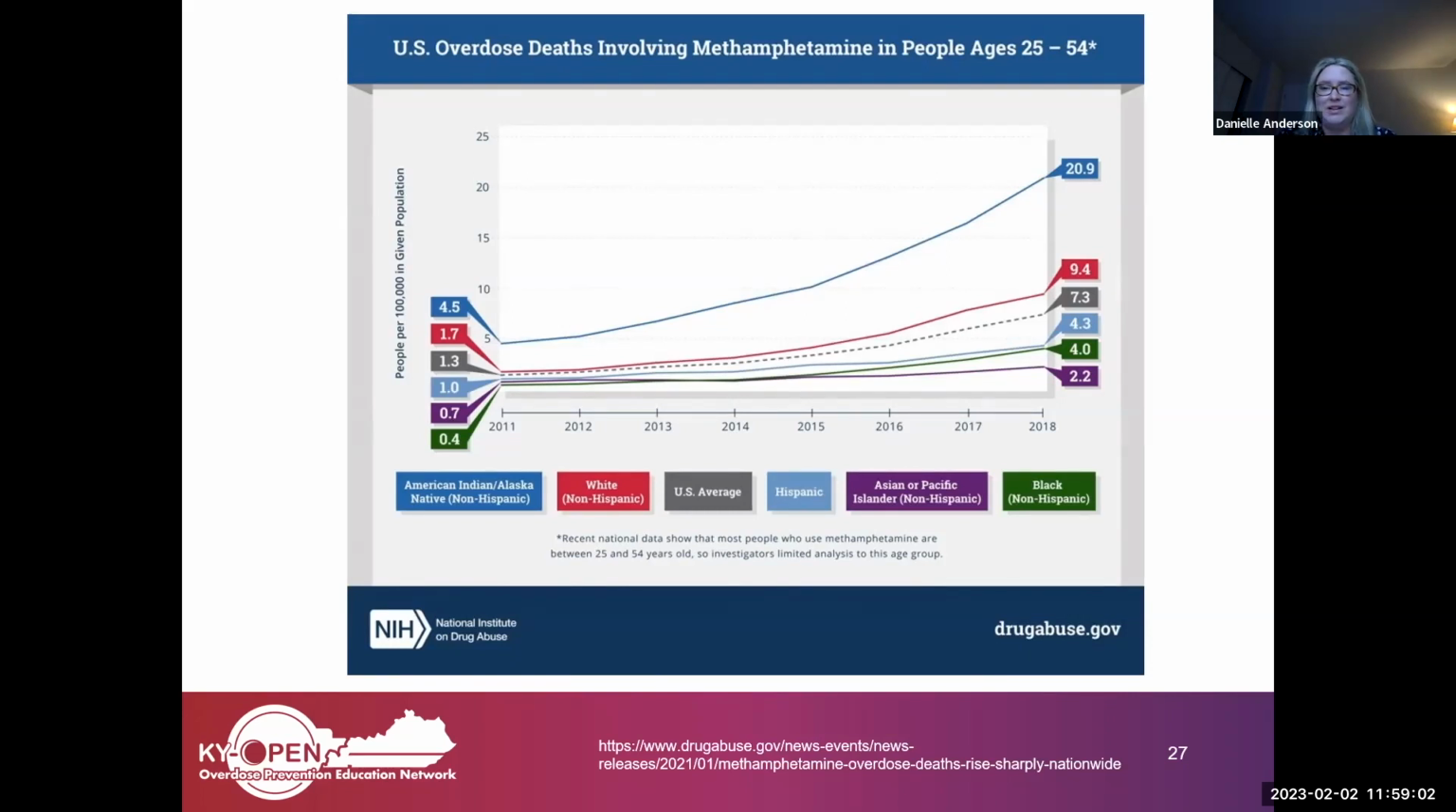Recent data has looked at ethnic disparities in overdose deaths, with the American Indian and Alaska Native population being the most affected by overdose deaths. The white non-Hispanic population falls second. For Hispanic and Black populations, the overdose deaths are below the national average, but the US average overdose death rate has increased across all ethnic groups since 2011.